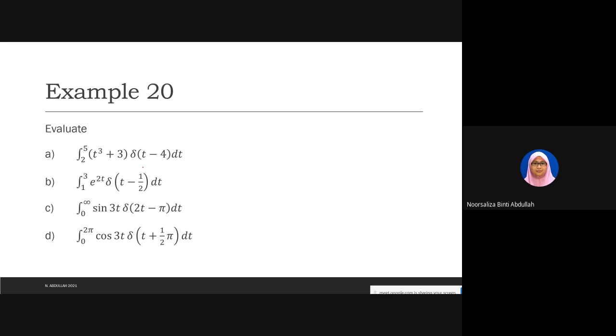Okay, so this example, we have 4 examples here. You have to evaluate integration from 2 to 5, t power of 3 plus 3 delta t minus 4 dt. So when you see the delta function here, it is an impulse function.